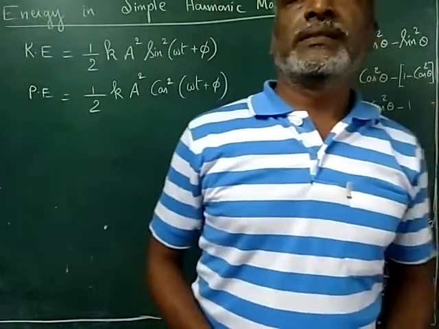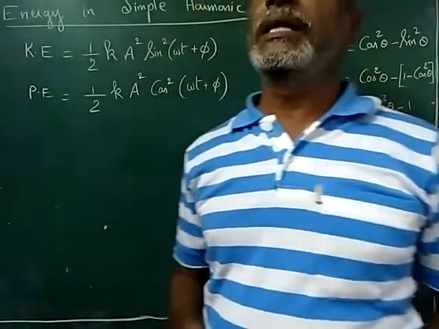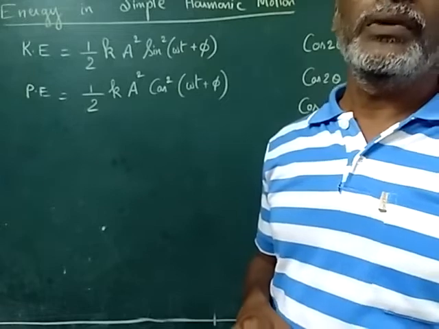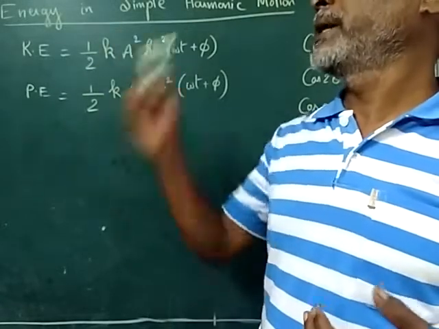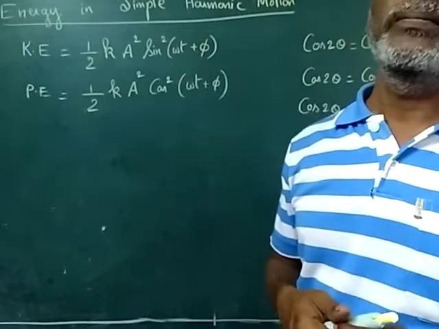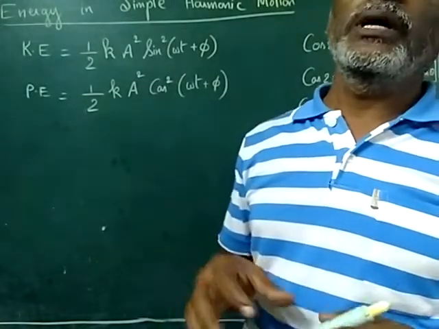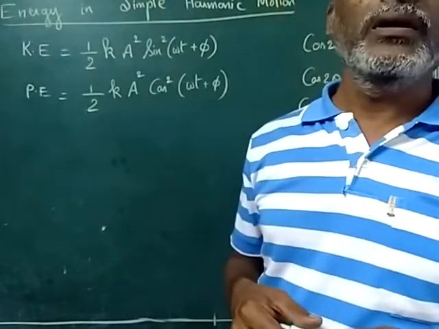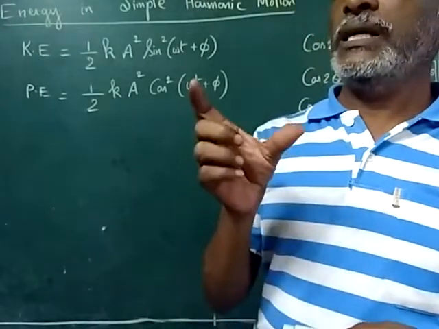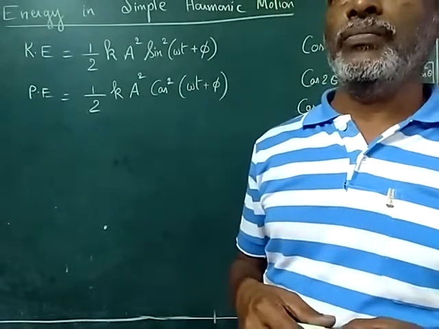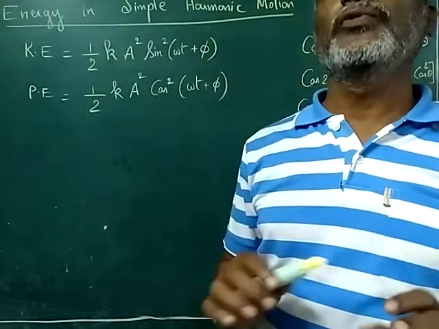Hello viewers, today we are going to see about energy in simple harmonic motion. In the last video I explained about the kinetic energy and the potential energy. Now today what I want to tell you is, in a single period of time 2 cycles are completed. So what is the proof for it?